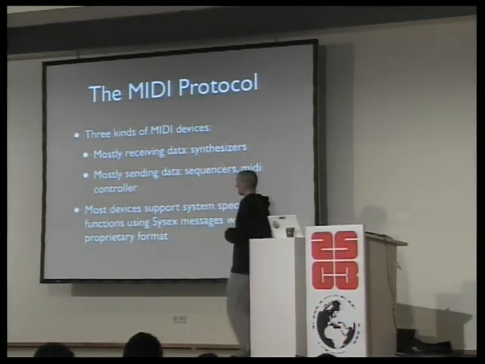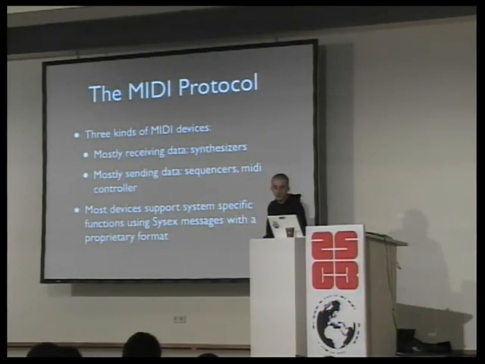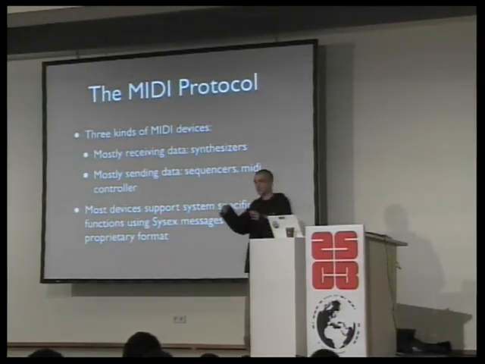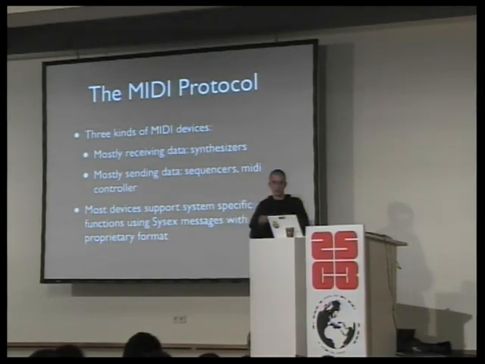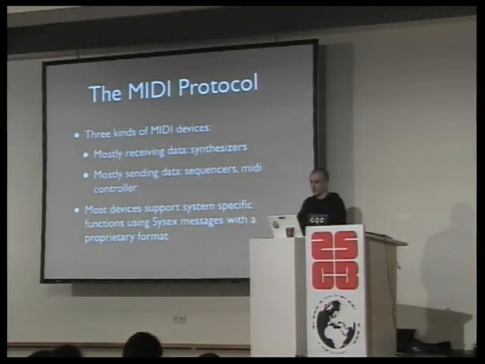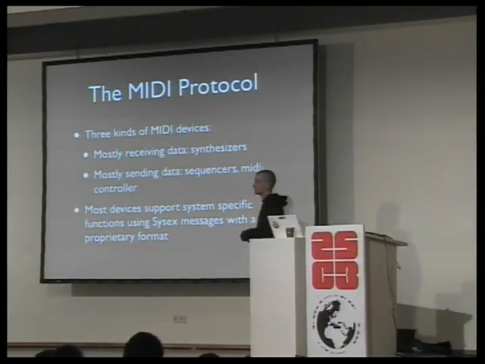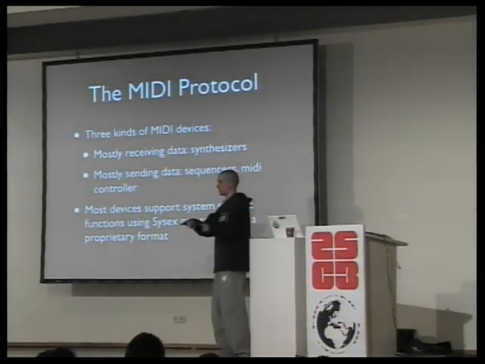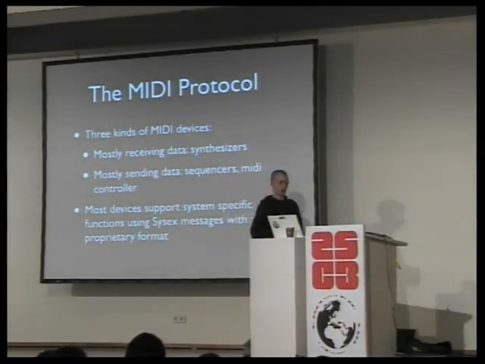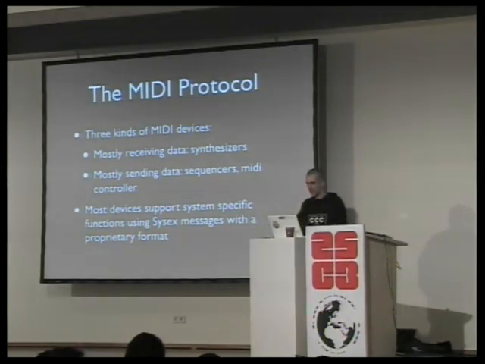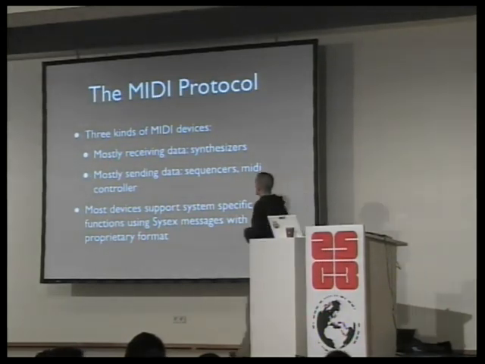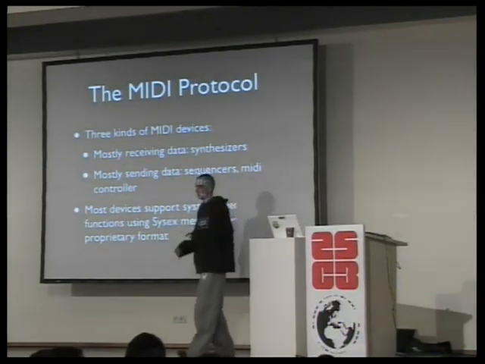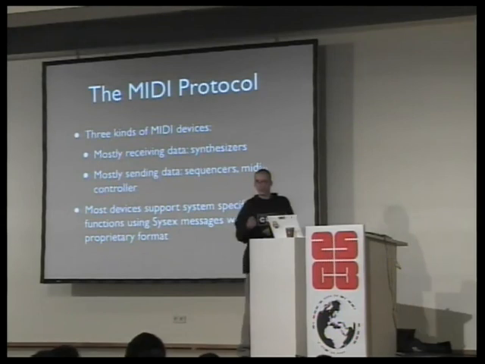And in a MIDI studio, like an electronic music studio, you usually have three kinds of devices. The first kind of device is mostly receiving data, and that's synthesizers. So they just receive, for example, play this note, and the synthesizer will play the note. Then you have devices mostly sending data, which are sequencers, which play back MIDI information, and MIDI controllers, which are just used to control other parameters of MIDI devices. And what our hacking is going to concentrate on is mostly sequencers and MIDI controllers, because we can produce sound on it.